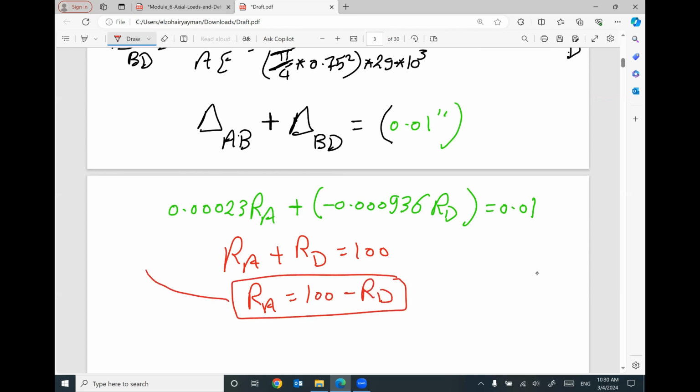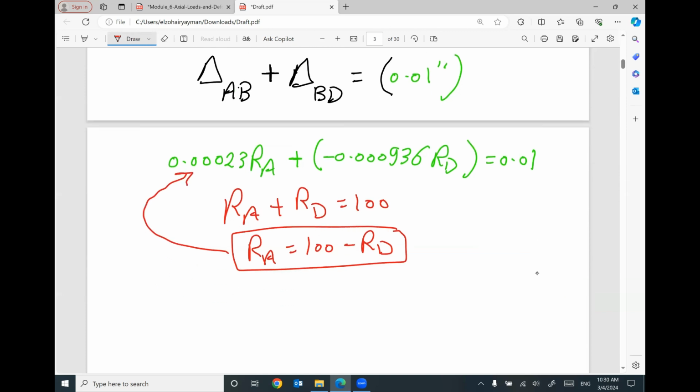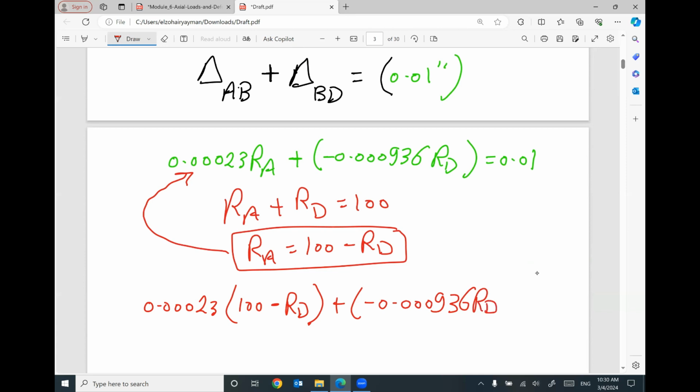I can use this equation in the other one, so I can remove RA and put 100 minus RD in 0.00023, plus negative 0.0000936 RD equals 0.01. So I can figure out the reaction at D. Just a moment.